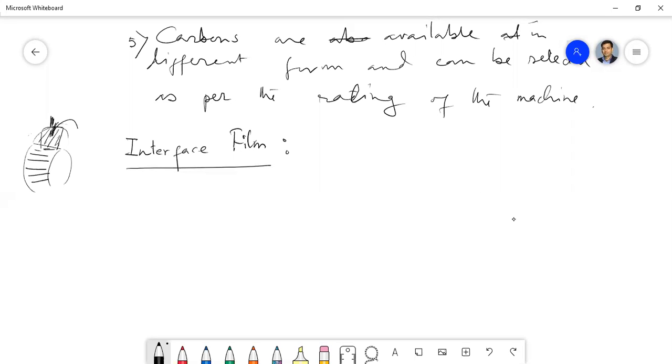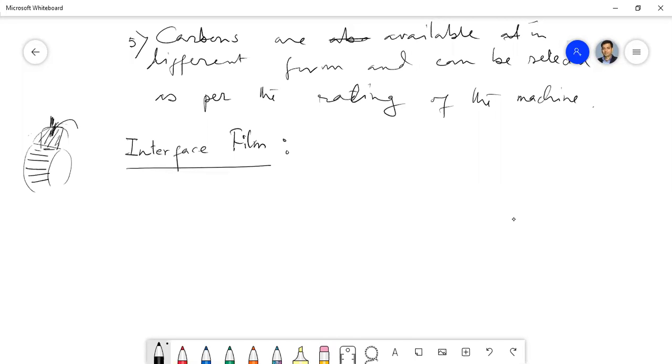So carbon means which form of carbon? Do you know which form of carbon is used as a brush? Generally we use graphite. Yes, generally we use graphite for the brush, and the surface of graphite is not as smooth as any metal. Metal surfaces can be made smoother than carbon.